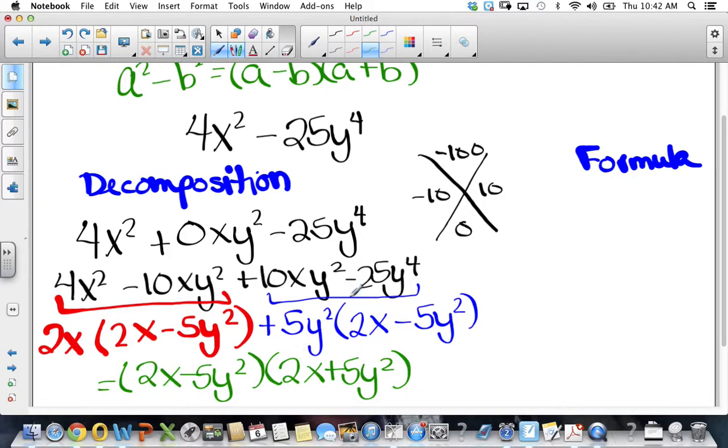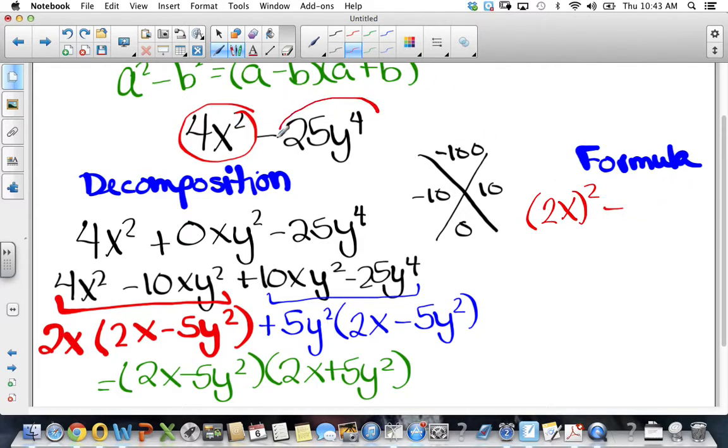So we proved that this is factorable using decomposition, and now we'll use the formula. The formula says I need to rewrite this binomial as a squared minus b squared. So I'm going to rewrite this first term, 4x squared, as a squared. So the a would be 2x, and if you square that, you get 4x squared. Then I'll write the minus sign.